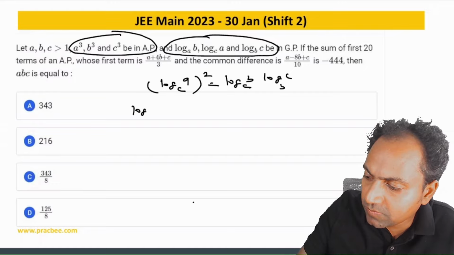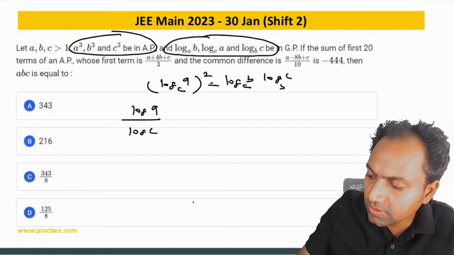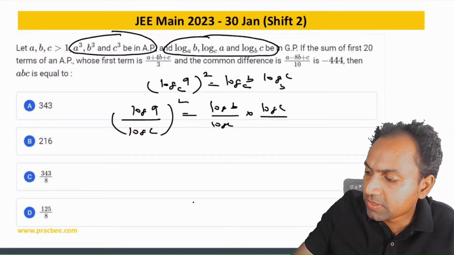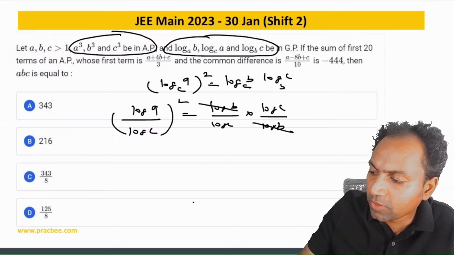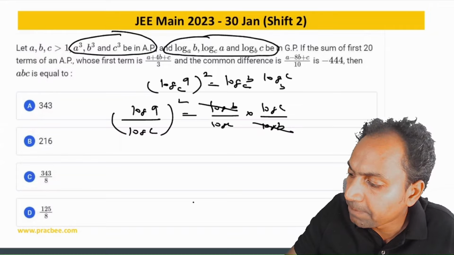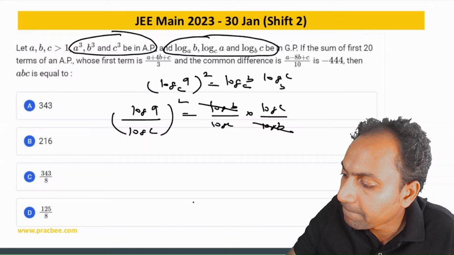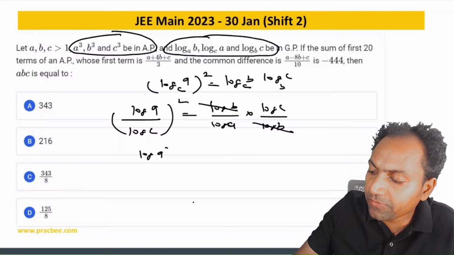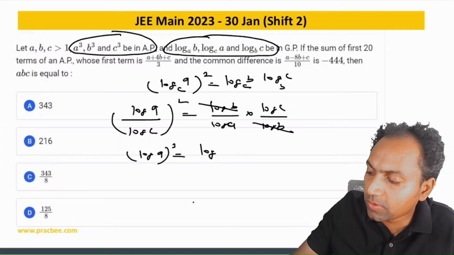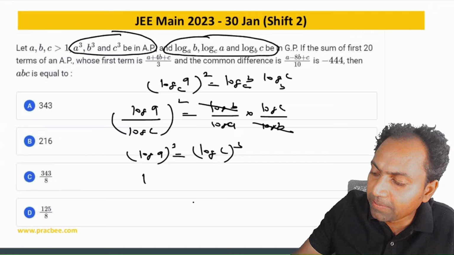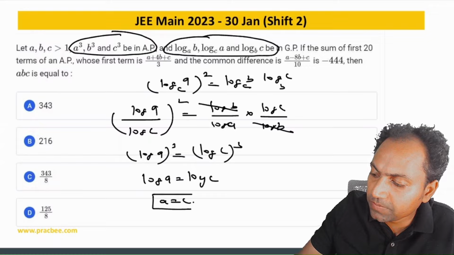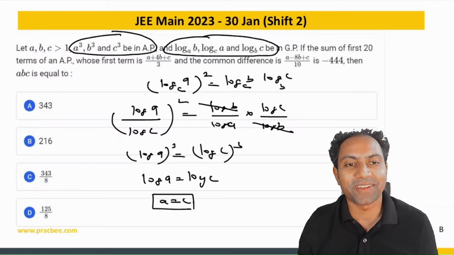So if I use the base change formula, it will be (log of A by log of C) whole square. This I can write as log of B by log of C into log of C by log of B. So this log B gets cancelled. And if I simplify it, it becomes log of A whole cube is nothing but log of C whole cube. That implies log of A will be equal to log of C, and that implies A will be equal to C. This is the first very important thing that we are getting in this question.